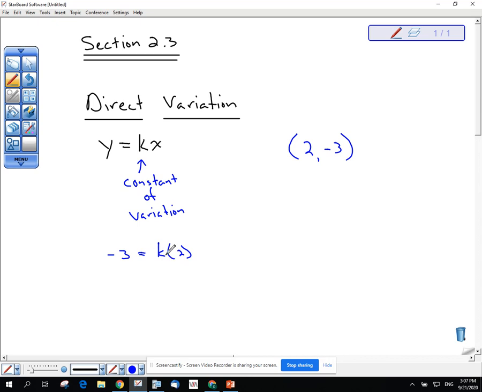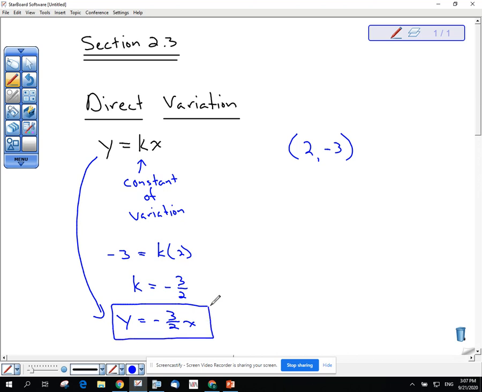You're actually finding the constant of variation and then plugging it back in, and that would be an equation that is direct variation that passes through that point. So let's do that. You would divide both sides by 2. You'd find out that k is -3/2, the fraction -3/2, and then you could rewrite this equation as y equals -3/2x. This is an equation that is direct variation that contains this point. It would be overkill, but you could plug 2 in for x and see that you get a -3 as an output for y.